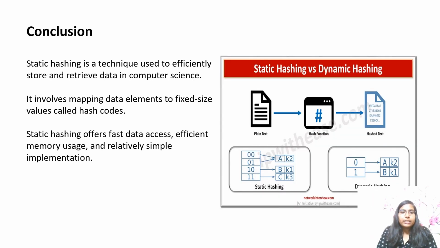Conclusion. Static hashing is a technique used to efficiently store and retrieve data in computer science. It involves mapping data elements to fixed size values called hash codes. Static hashing offers fast data access, efficient memory usage, and relatively simple implementation. Static hashing versus dynamic hashing. Here, static hashing and dynamic hashing examples have been provided.